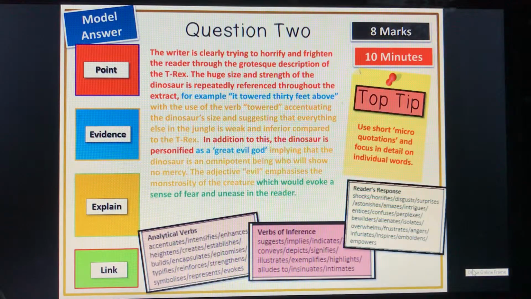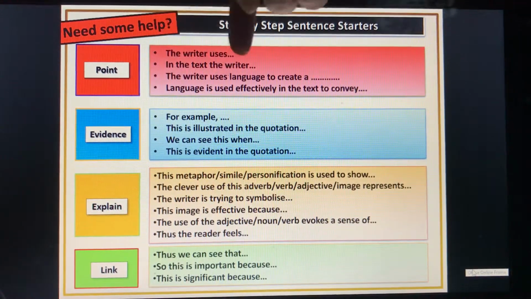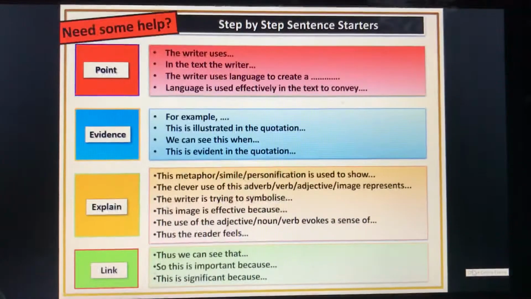There's a nice little example. You can pause it and have a look. There are some nice sentence starters. So if that's what you need, write them down, remember them. There's nothing wrong with it. And so like here, you can say the writer makes the reptile seem machine-like, or just say the writer uses these techniques, and what's the effect? It makes it look machine-like.